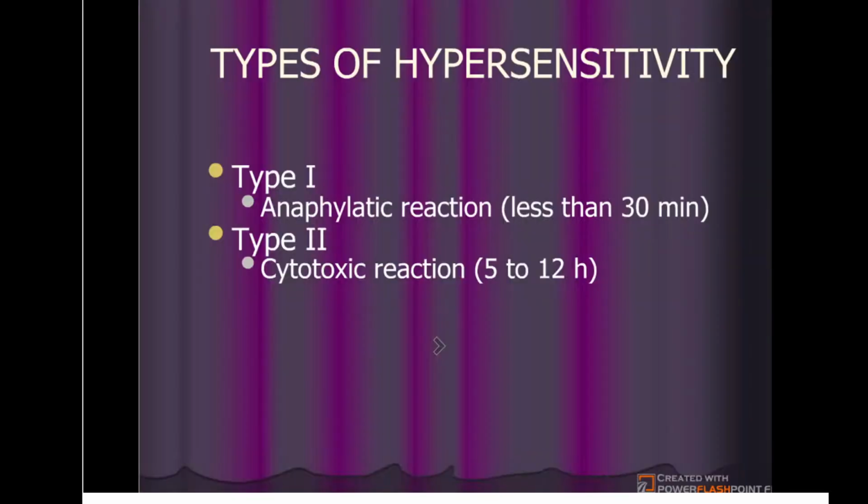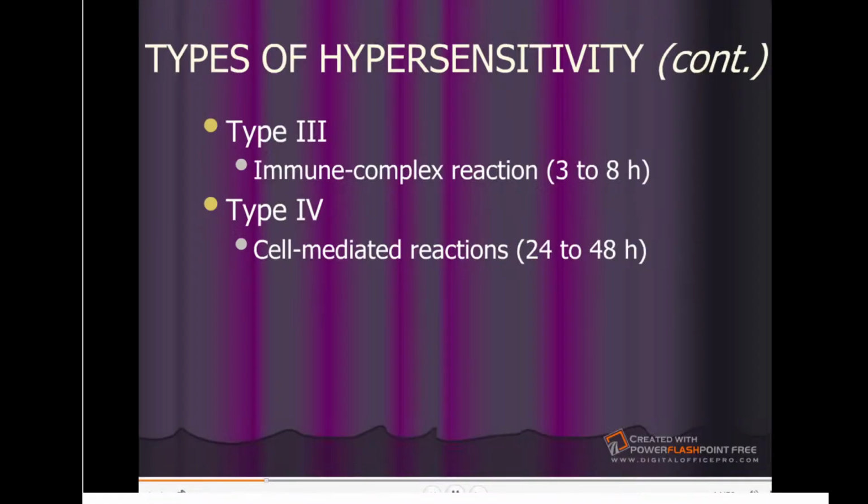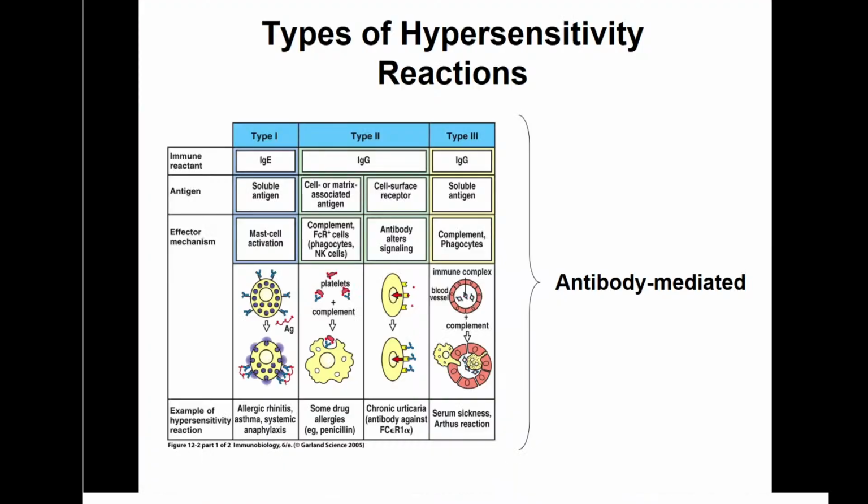There are four main types of hypersensitivity reactions. Type 1, anaphylactic reactions, where the time of development is less than 30 minutes. Type 2, cytotoxic reactions, 5 to 12 hours. Type 3, immune complex reactions, 3 to 4 hours. And type 4, cell-mediated or delayed reactions, 24, 48 and 72 hours. You can see a short scheme of the types of reactions.